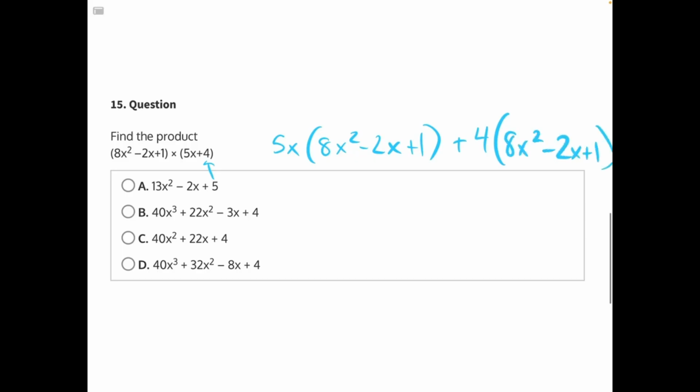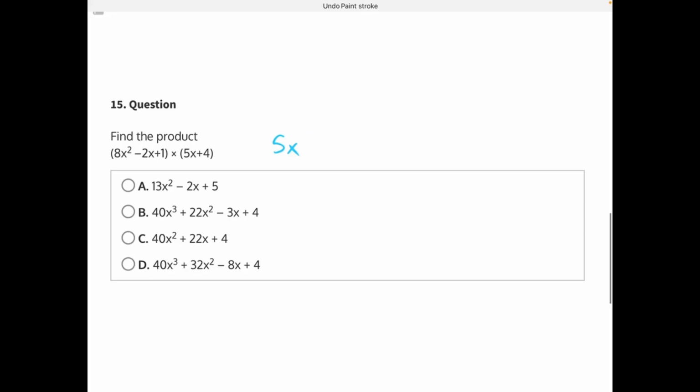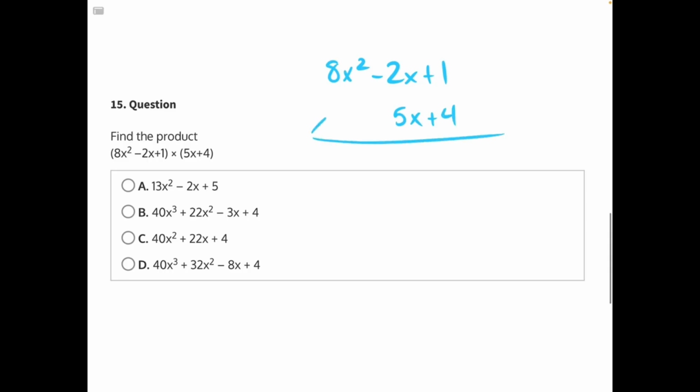So that's one way you could do it. You could do distributive property, multiply 5x to everything inside the parentheses, multiply 4 to everything inside the parentheses. I prefer, and this is another way that you can use, but this is the way I'll use to solve this problem, is to stack it just like we would any other multiplication problem. We'll have 8x squared minus 2x plus 1 on top, and then we will have 5x plus 4. Just like any other multiplication problem.